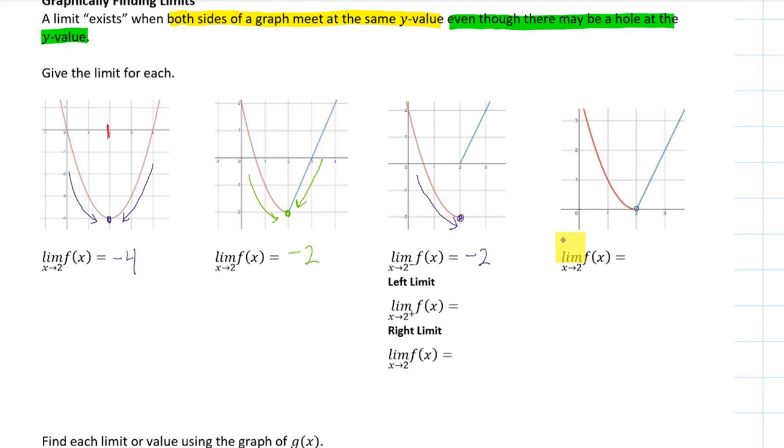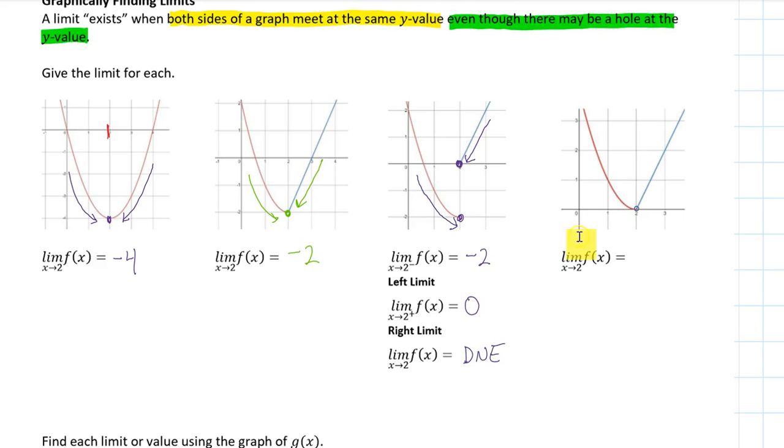But if I walk down the right side of 2, I'm not going to approach that same value. Now I'm approaching a y value of 0 from the positive side. So if I'm approaching 2 different values, then we say that the limit does not exist.